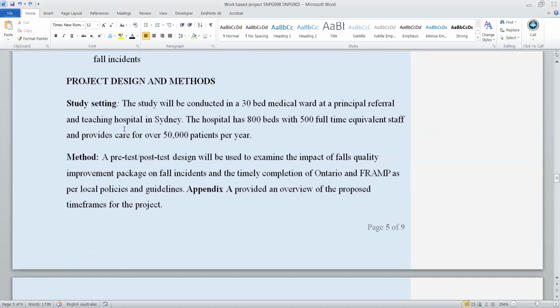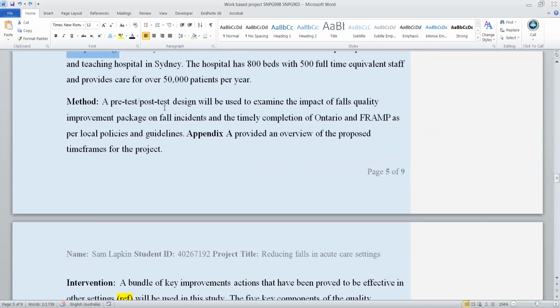The next component of your proposal is the project design and the methods. Here, as you have seen, I've clearly described the setting. This study will be conducted in a 30-bed medical ward at a principal referral and teaching hospital in Sydney. The hospital has 800 beds with 500 full-time equivalent staff and provides care for over 50,000 patients per year. It is important that you do not identify places by name, but you can provide a description of the setting as I've done here. The next section is the method.